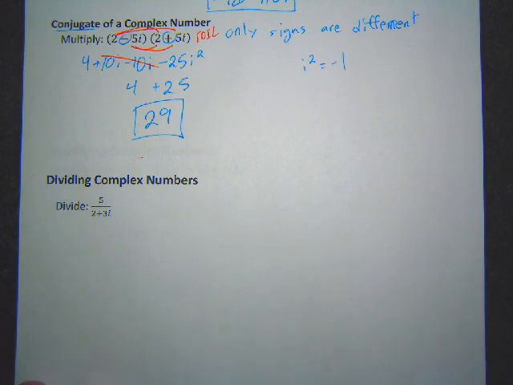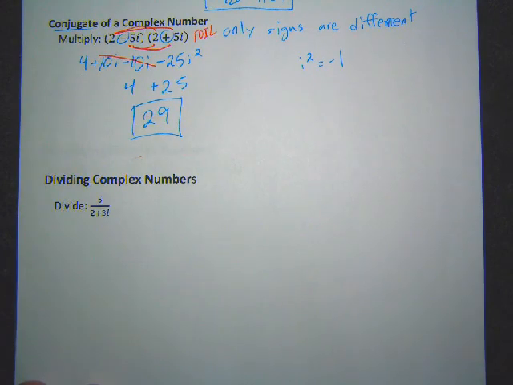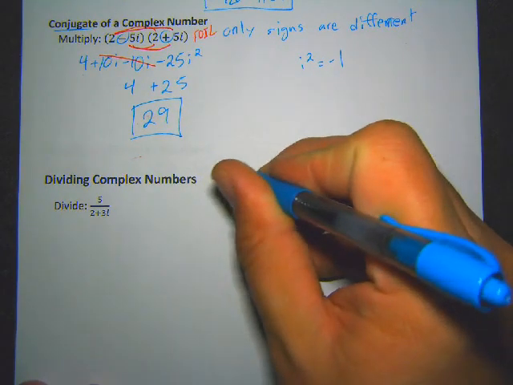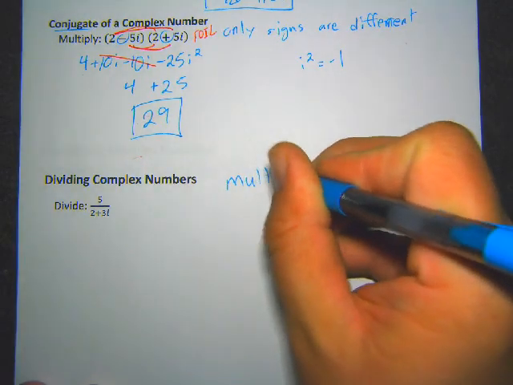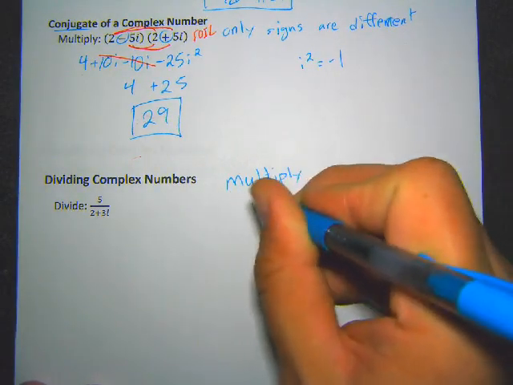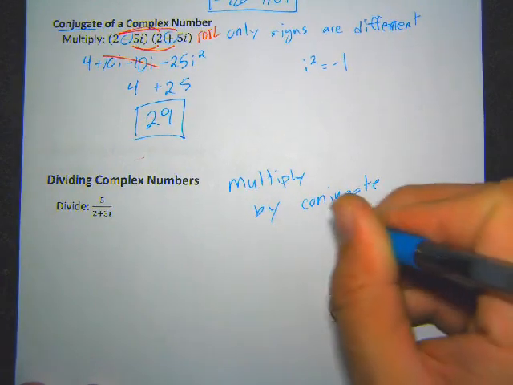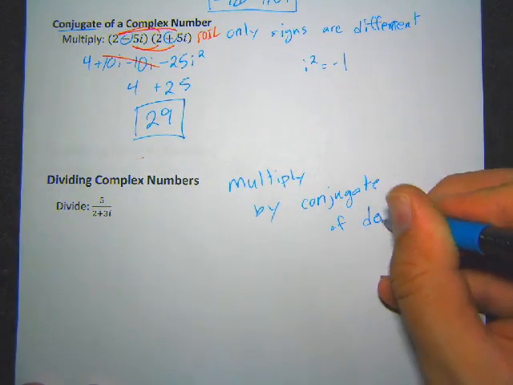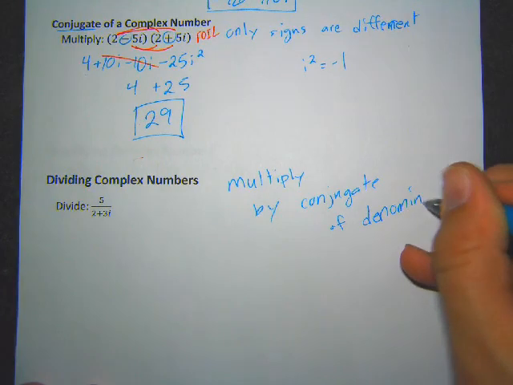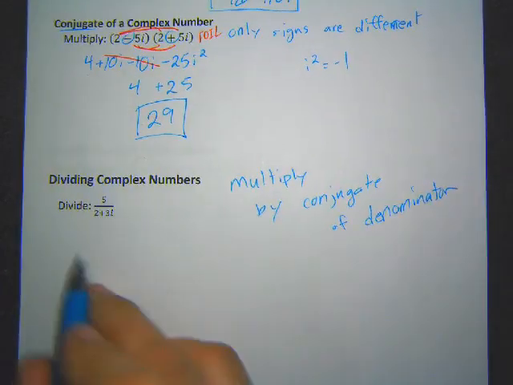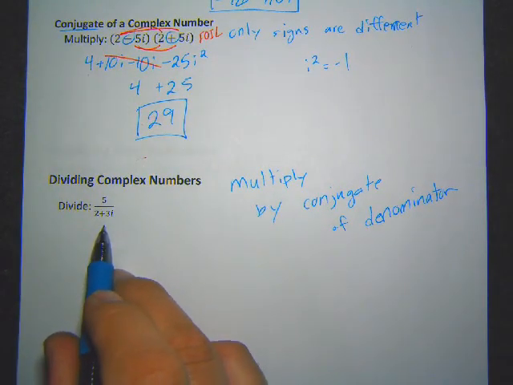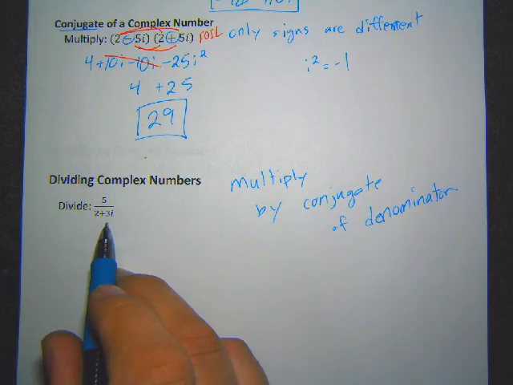Whenever you're dividing complex numbers, what we're actually going to do is multiply by the conjugate of the denominator. Remember, the denominator is just fancy math speak for the bottom of the fraction. So we're going to look at the bottom of the fraction, look at what that imaginary number is there on the bottom, and multiply by its conjugate.